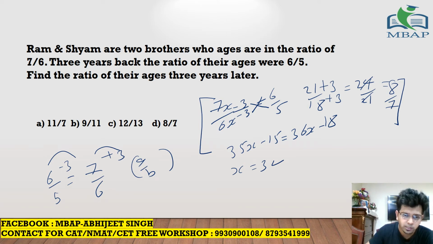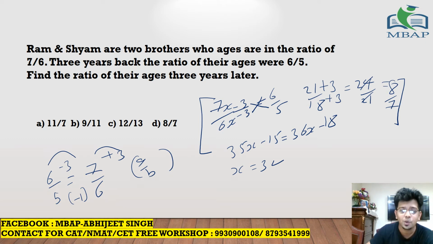As of now the ratio is 7 by 6. 3 years back the ratio was 6 by 5. See the changes: 7 has become 6, 6 has become 5. Can you infer that both values have decreased by 1? The inference says, when I take the numbers 3 years back, the values have decreased by 1.